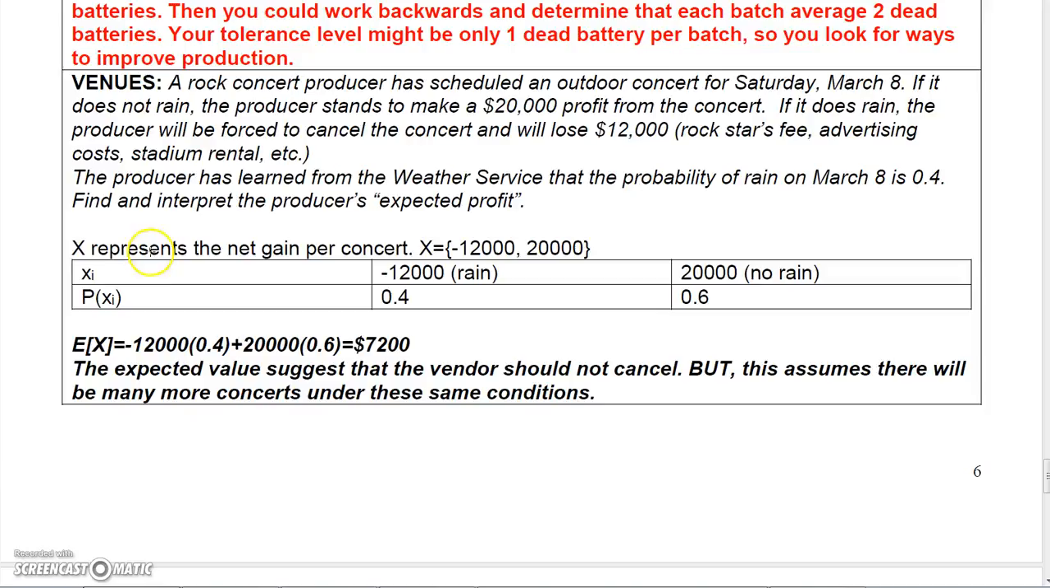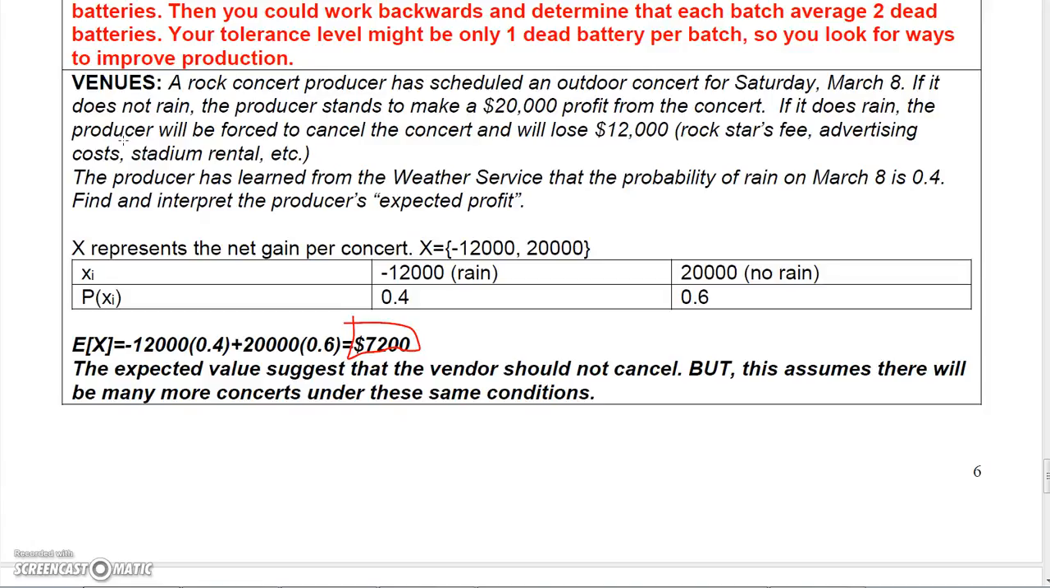We're going to let the random variable be the net gain per concert. So in this concert, you're either going to lose $12,000 or you're going to gain $20,000. If it rains, you're going to lose $12,000, and there's a 40% chance of rain. If it doesn't rain, you're going to make $20,000, and there's a 60% chance it doesn't rain. So if you multiply these two together and then multiply these two together and add them up, your expected payoff is $7,200. But remember, that's only in the long run.